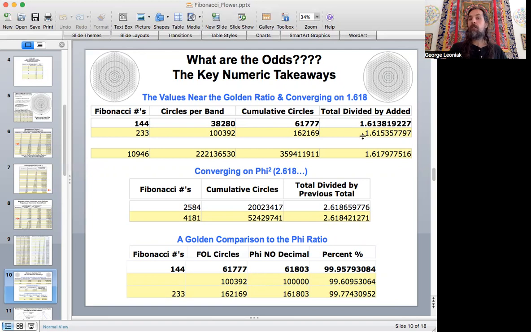Now, this converging around phi, at this point in the game, when we divide the cumulative circles per the band to the band added each time, and remember, the band is just the circles that are added to the total of the previous one. We have 1.613, 1.615, and then as we go further out, skipped a bunch here when we're at the 21st Fibonacci number, we get to 1.617, and I imagine we go further, we'll get to 1.618.